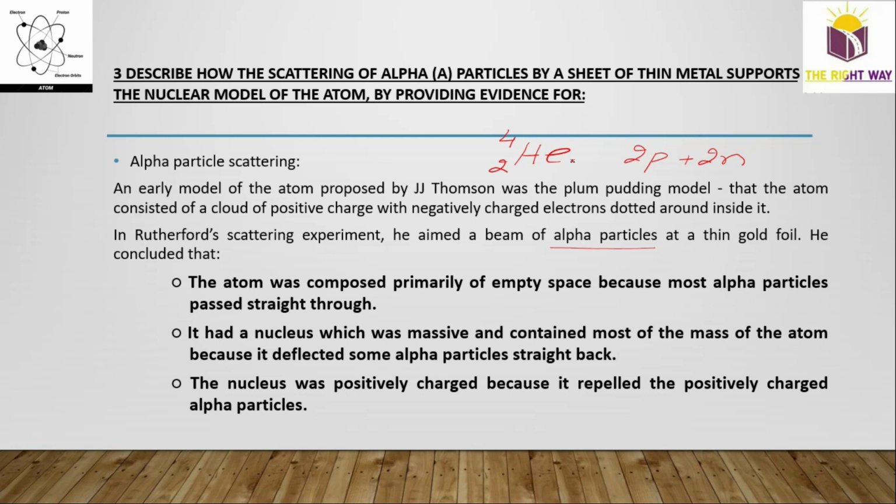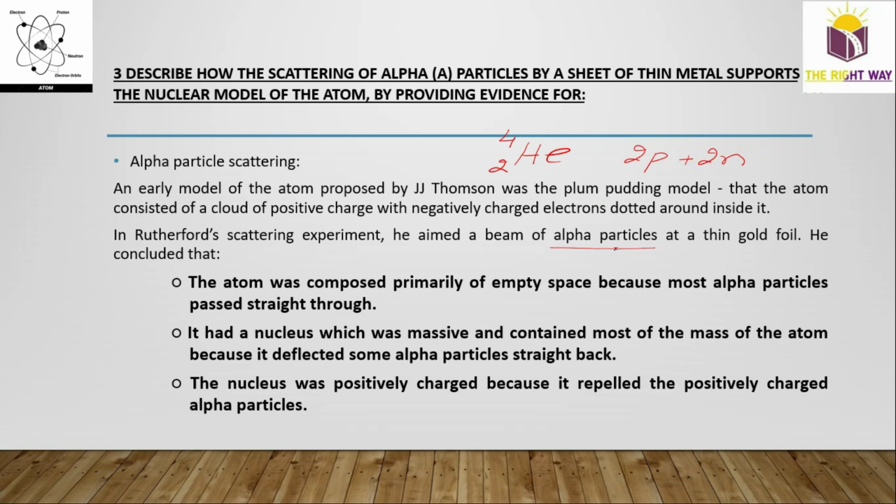An alpha particle is a helium nucleus. Why do we call it that? Because it is positively charged, because it only contains protons. Its electrons are ionized. Ionized means it loses 2 electrons. That's why it just contains 2 protons and 2 neutrons.